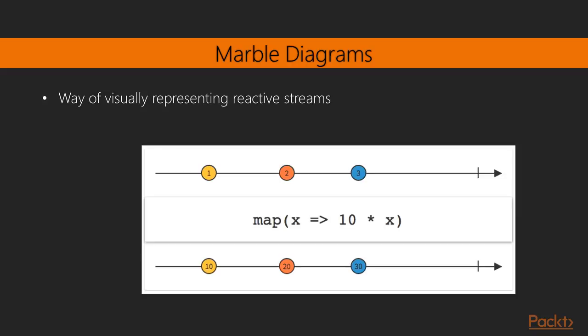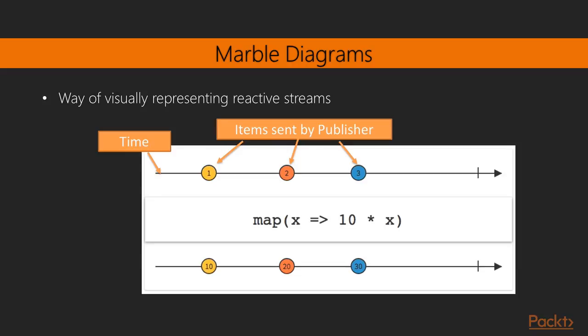In this example, we are using a map operator to multiply by 10 the elements that are sent by the publisher. The x-axis represents time. This is the timeline of the publisher. Time flows from left to right. Those are the items emitted by the publisher. It represents a value, a call to the subscriber onNext method.